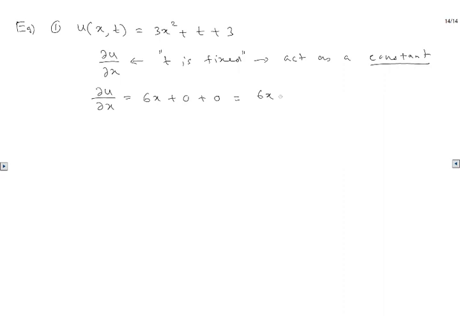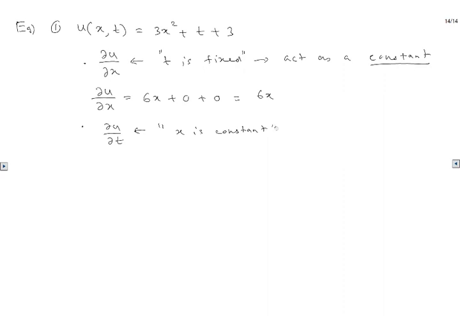So let's do the same thing. How about dabba u over dabba t? What does that mean? x is constant. The other variables are constant. So x is fixed, or x is constant.